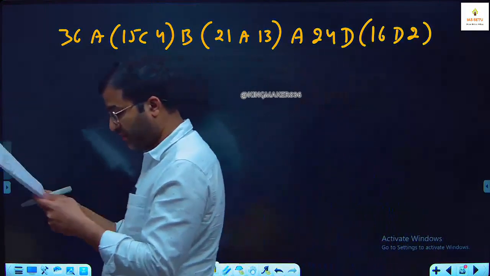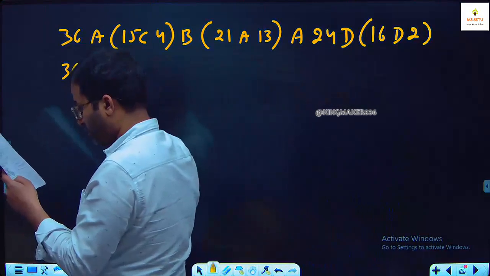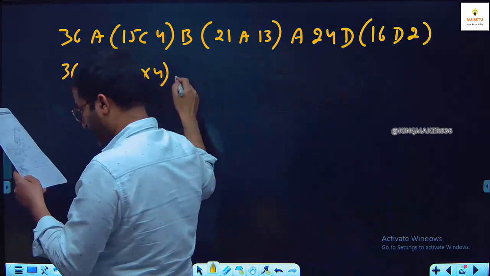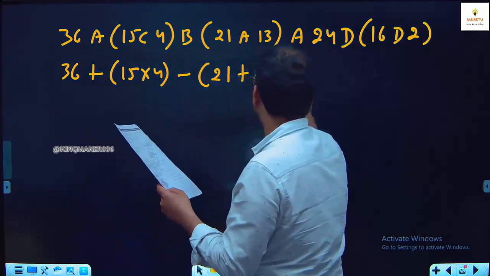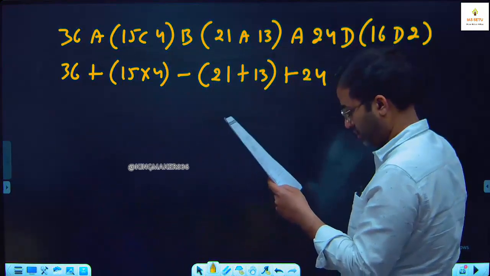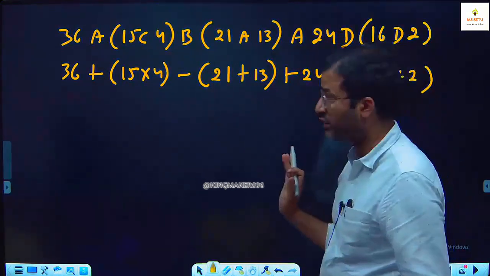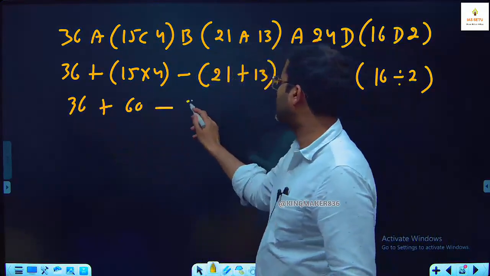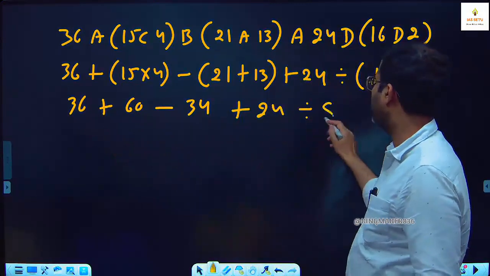What this A means? Plus. 36 plus. What is C means? Multiplication. What this B means? Minus. A means plus, plus. What is D means? Division. 16 divided by 2. सब ब्रैकेट खुलेंगे. ये हो गया 36 प्लस 60 माइनस 34 प्लस 24 डिवाइडेड बाई 8.